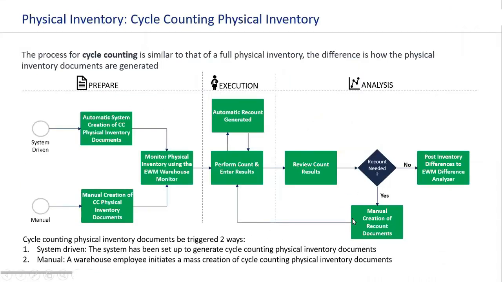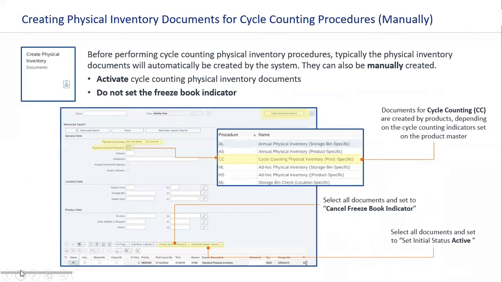So again, I won't go through it because I know we're running short of time. This is exactly the same process flow as before. It's just a difference in the creation. It's a cycle count document rather than an annual document. Is everybody happy? Yep. Some of these slides are exactly the same. So this is exactly the same as the one before. When you're creating a physical inventory document, rather than clicking annual, you're clicking cycle count. It's just straightforward, isn't it?